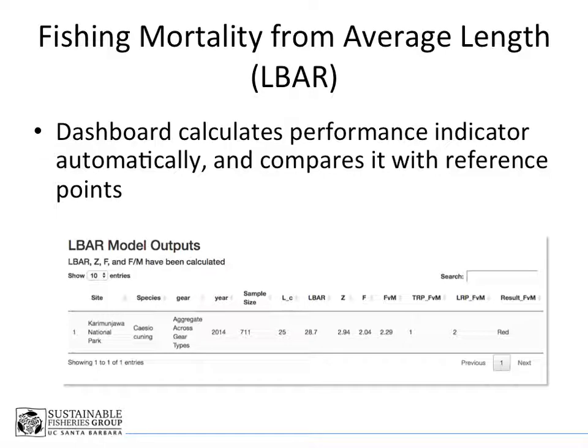Here's a screenshot of what the output of the fishing mortality from average length method looks like. You can see that the dashboard automatically calculates your performance indicator, which is F over M. In this case, it's 2.29, and it automatically compares it with your reference points that you defined earlier. Here you can see that our F over M is above our limit reference point of 2, so our result is red. So all of this is automatically calculated for you. It also provides a couple of the intermediate numbers, which might also be interesting, such as fishing mortality.